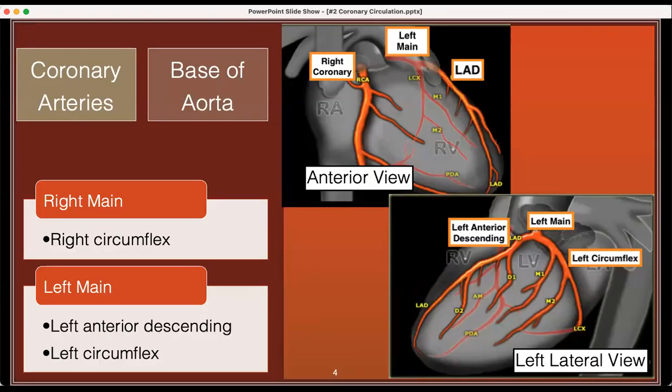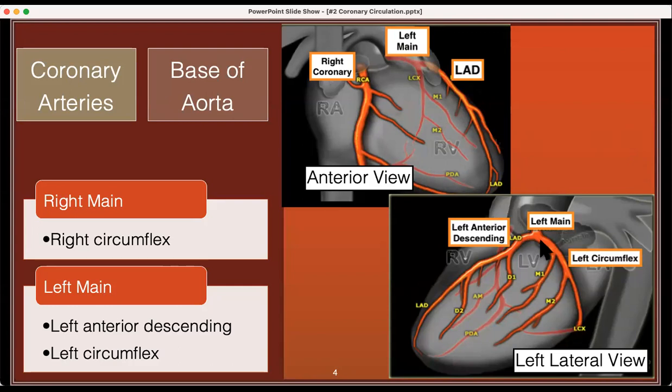The anatomy, looking at a couple of different views. The top figure is the anterior view. So this is actually how your heart is sitting in your chest. So if you get stabbed in the chest, most likely the stab is going to go into the right ventricle. At the base of the aorta, coming out are these two major arteries, the right coronary artery and the left main. So the right coronary and the left main are coming out.